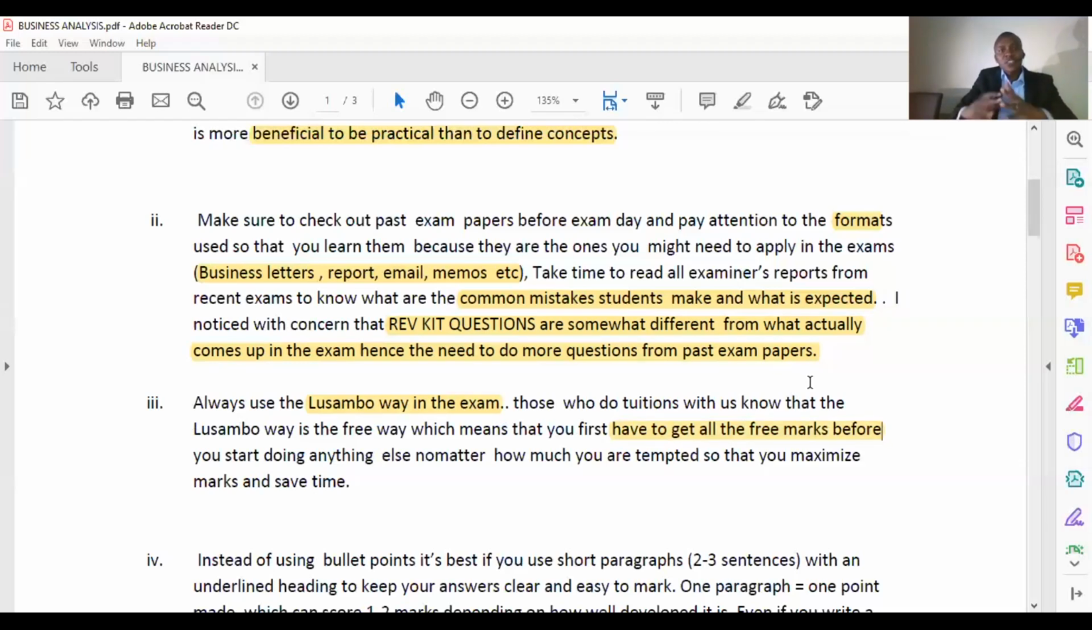That thing that does not need you to start calculating. There is always a free mark in every exam. Don't come and do them last. Quickly start by doing the free marks, and then you can move on to other points. That will help you to be very fast and also to save on time.